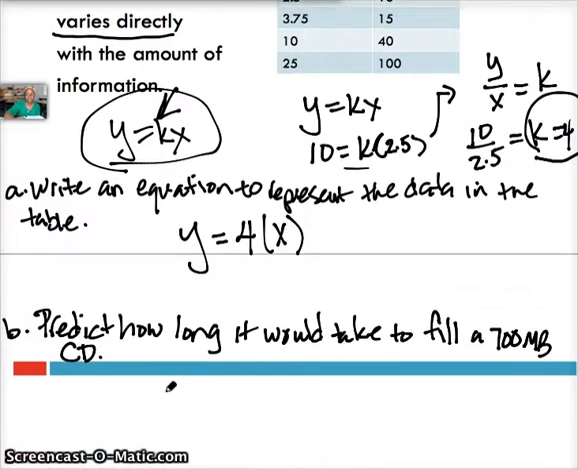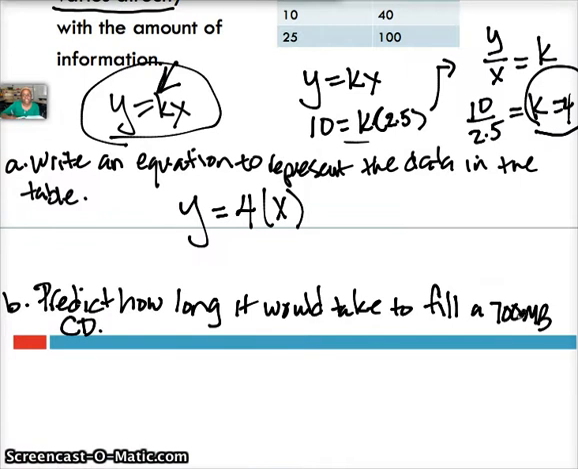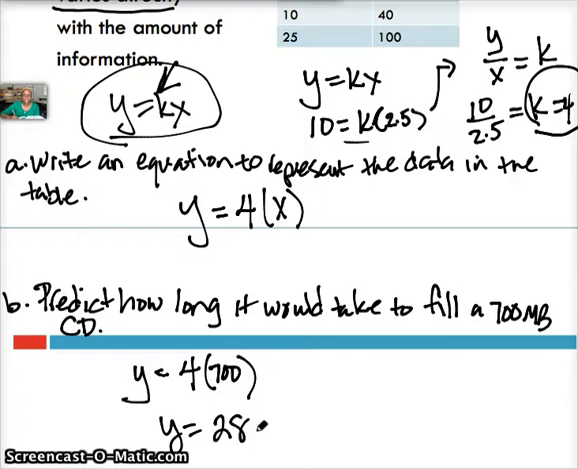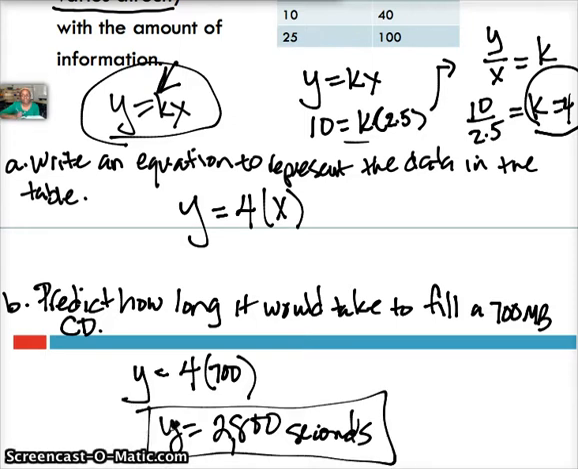Let's look at the last part of this. It says predict how long it would take to fill a 700 megabyte CD. So if Y is time, I'm looking for Y. I already know what K is because we found it for this situation, and we said that we're dealing with a 700 megabyte CD, so I'm going to put my 700 here, and of course I'm going to just follow through with multiplication, and I get Y is equal to 2,800, and in this case we were talking about seconds. So that's how long it would take for a CD of that size to be filled according to this plan.